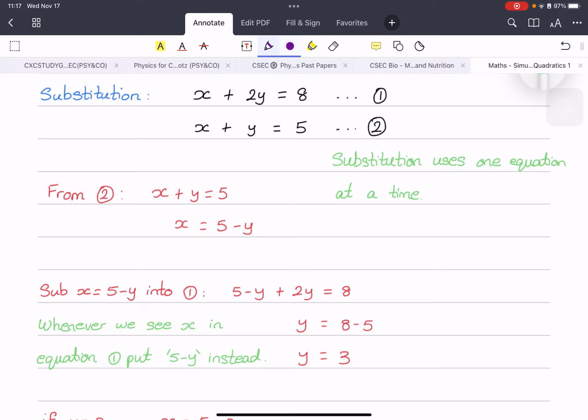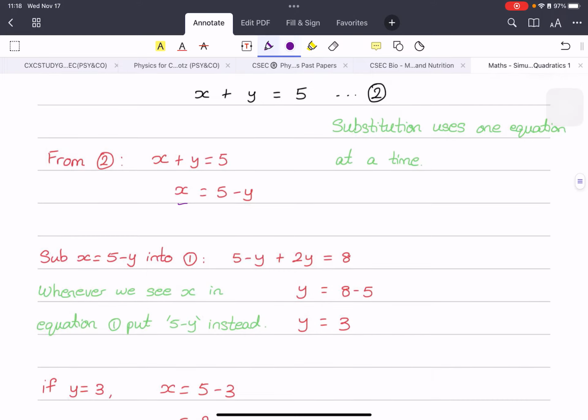So what you need to do is that you need to choose one of the unknowns from equation 2 and make it the subject of the formula. So I'm going to choose x to be my subject. So x plus y equals 5, x is equal to 5 minus y. Again, if you're confused about the subject of the formula, it's very easy to go back into the basic algebra class where we discussed subject of the formula, alright?